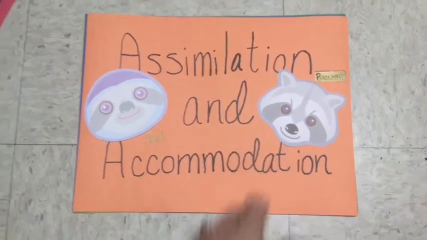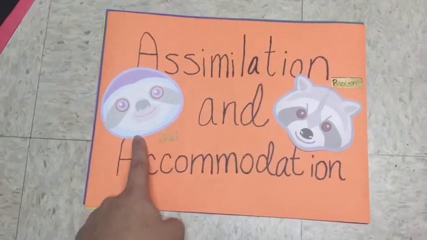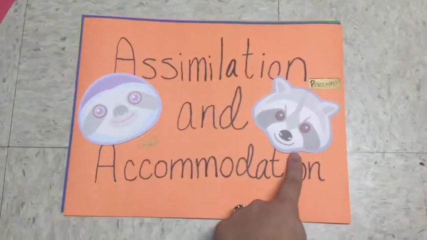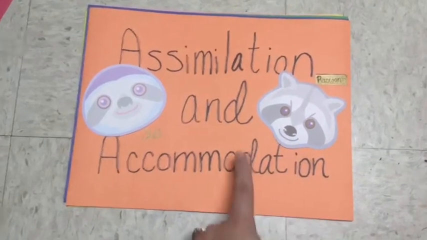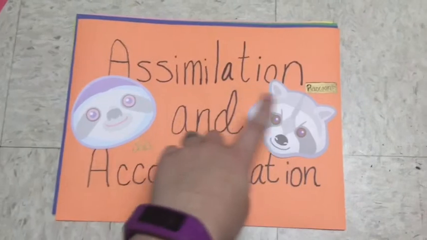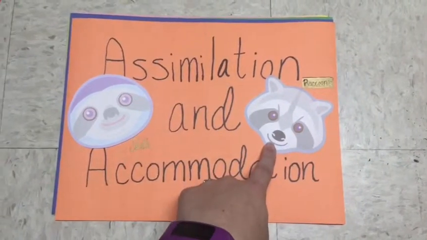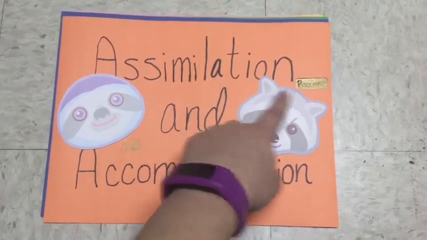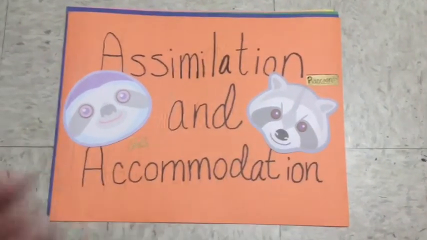So assimilation would be looking at the sloth and the raccoon picture and saying that they are both the same animal. Accommodation would be using your knowledge of the sloth and then looking at the raccoon and saying, okay, this is different because the raccoon has ears in this picture.